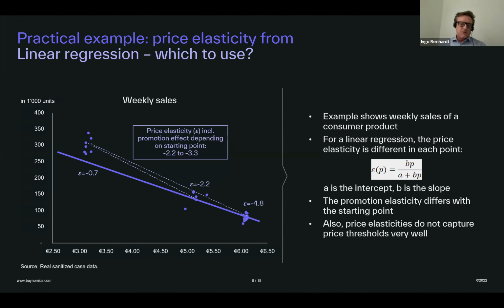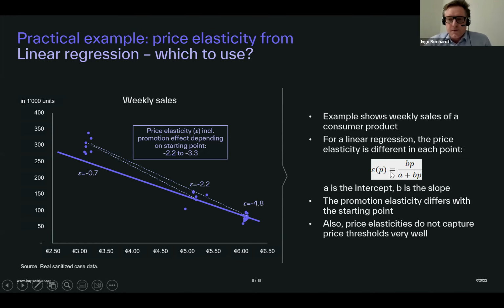And if you're working with agencies who compute price elasticities for you, then the question, and this is the work that's underlying this analysis, is always: which one do you get? Do you get the price elasticity at the highest price, which is 4.8 in this case, or at the lower price before the price increase, which is 2.2? It's already very, very different. Or if you think of a price down here at the promoted price without the promotion effect, the elasticity that comes from that linear regression is minus 0.7, so much lower.